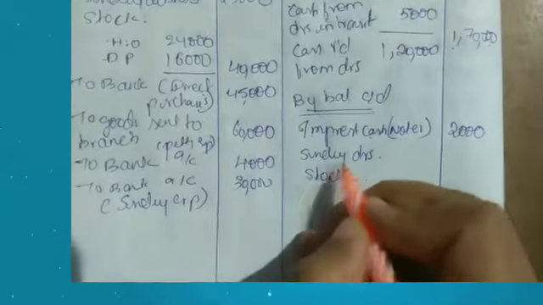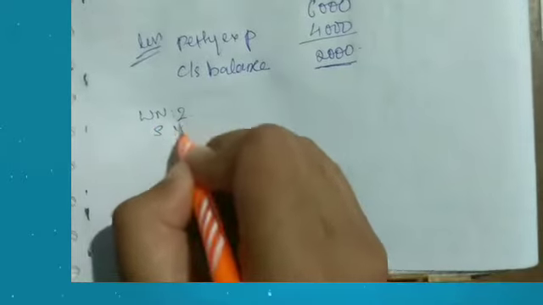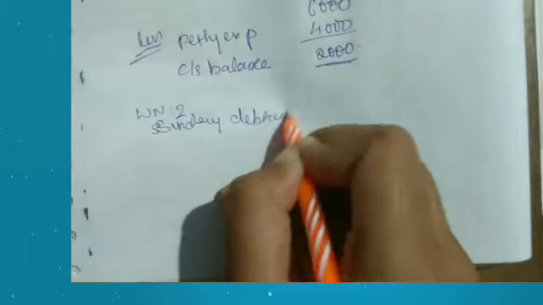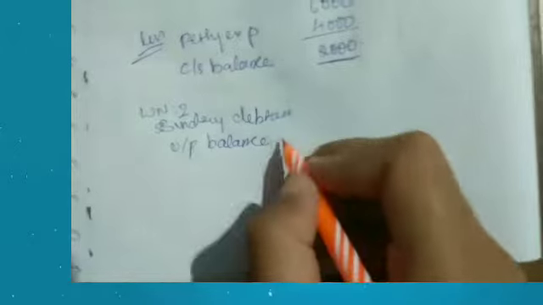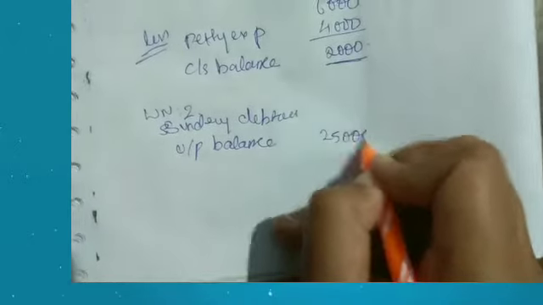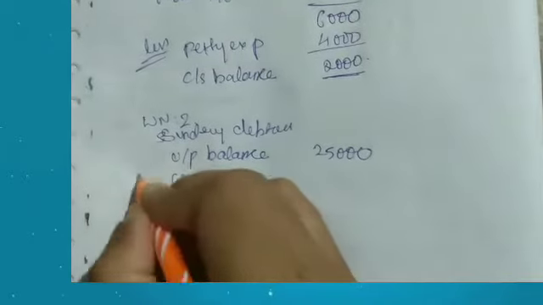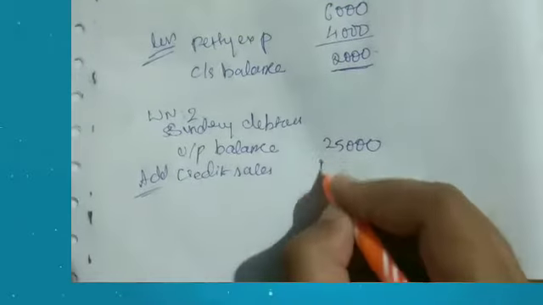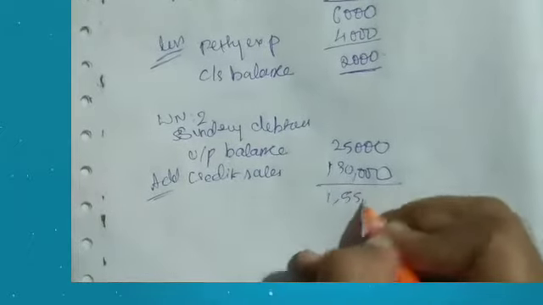Next is sundry debtors. This is working note 2. Sundry debtors opening balance 25,000. Afterwards you made a credit sale, right? So add the credit sales which you made, 1,30,000. So this is 1,55,000 in total.